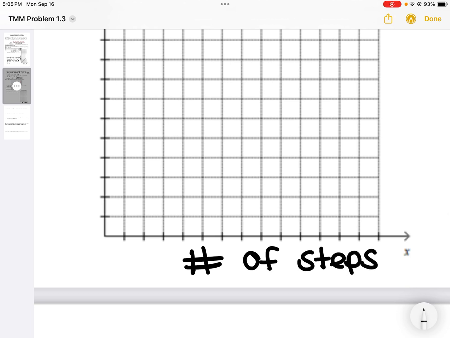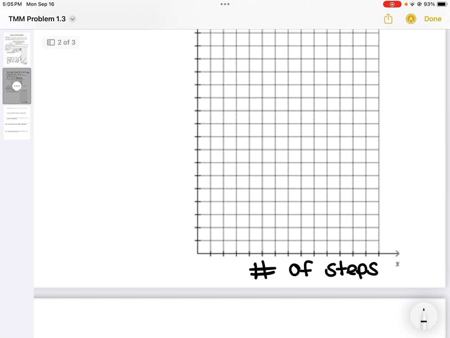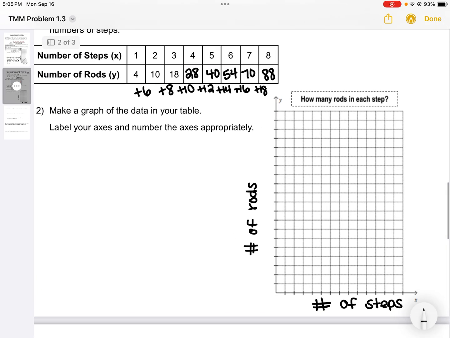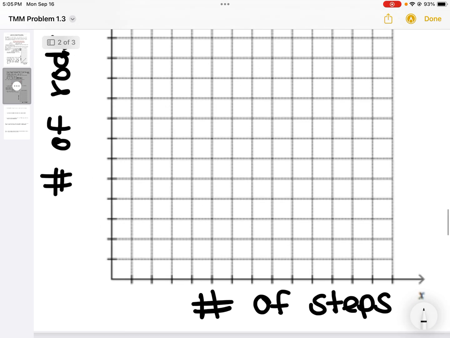And then my Y is going to be the number of rods. Since my number of steps are counting by 1, or increasing by 1, that's also what I'm going to do on my graph. I'm going to do the same thing as I did last time. I am going to count by 1s, but I'm only going to label every 2 just so that it saves me some space on my graph and not everything looks so compacted and squished.